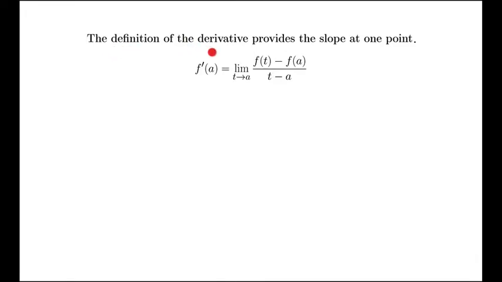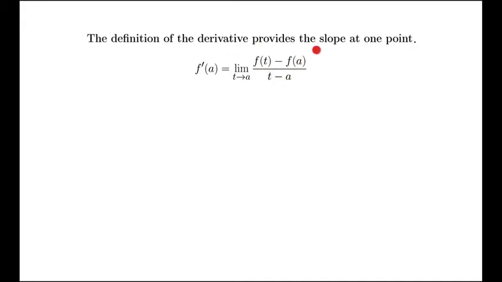The definition of the derivative will give us a way to figure out the slope of the graph of a function at one single point. Let's see how. Remember the definition of the derivative. This is it. It says the derivative f prime of a is equal to the limit as t approaches a of this difference quotient, f of t minus f of a over t minus a.